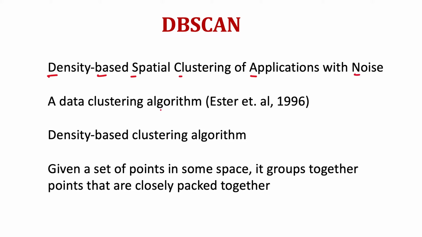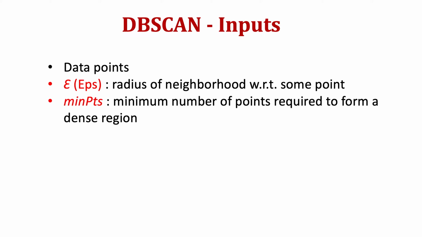It was initially proposed by Ester and Sander in 1996, and then they came up with a new paper in 2017 where they revisited DBSCAN. DBSCAN is a density-based clustering algorithm. Given a set of points in some space, it will try to group the points that are closely packed together. There are mainly three inputs to it.